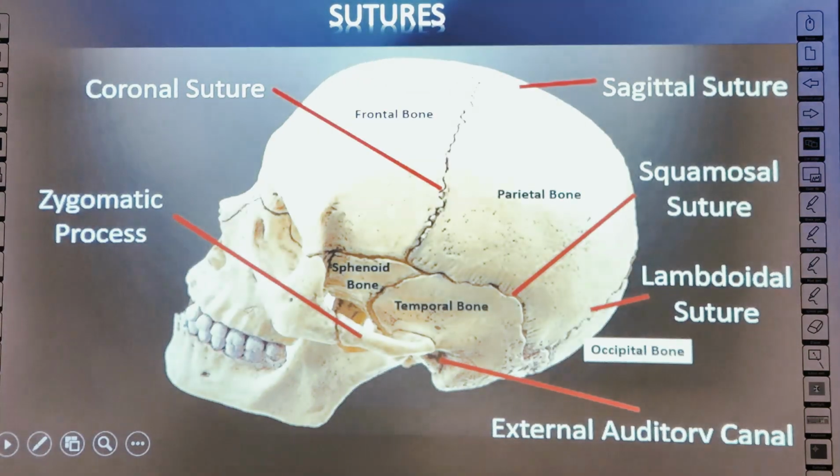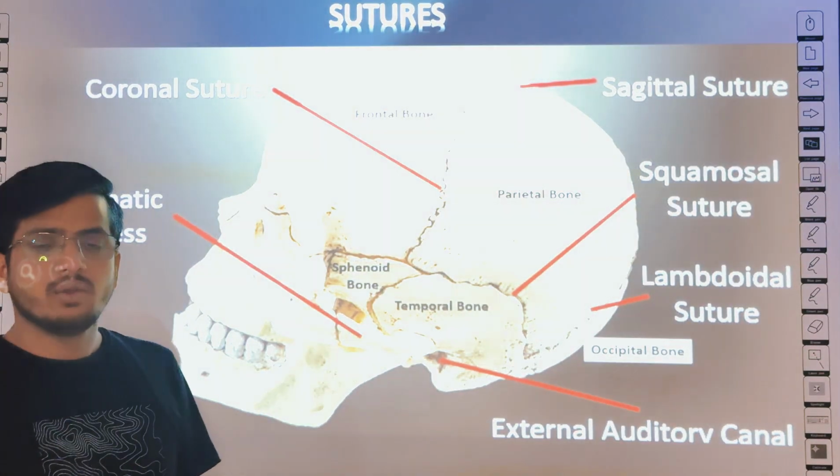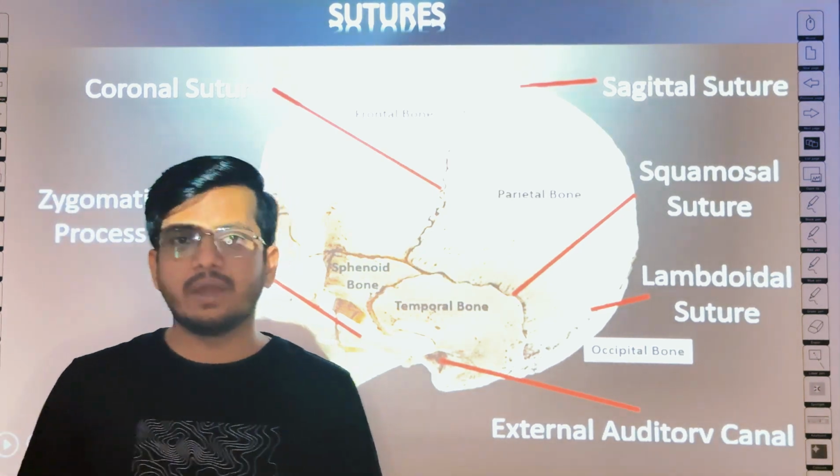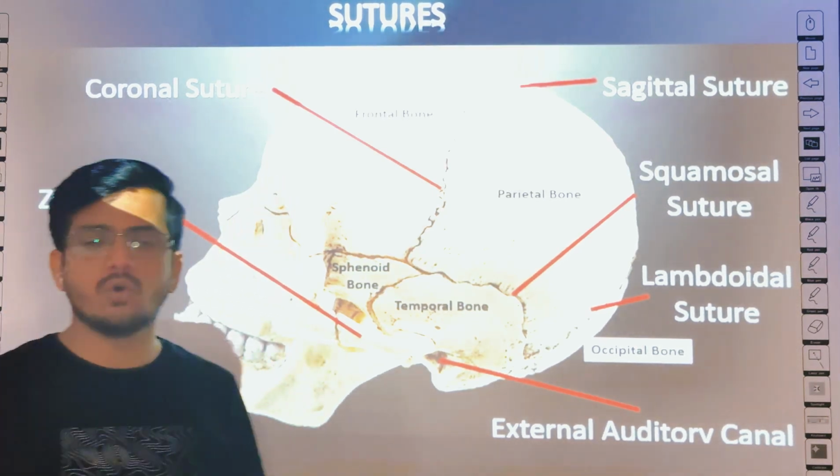Cranial sutures. What are cranial sutures? We can say they are fibrous bands of tissue that connect two bones of the skull.